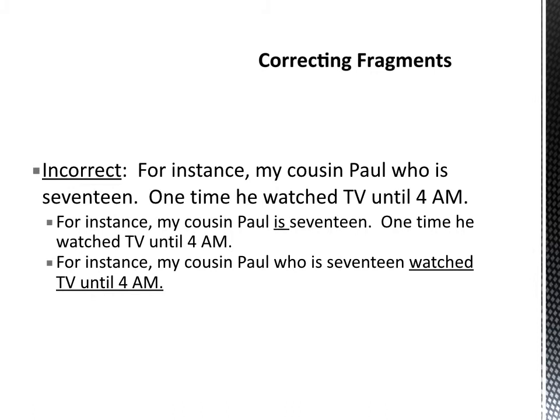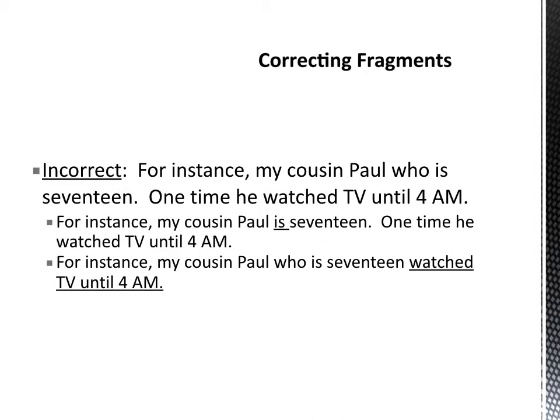Okay. So here I've got an incorrect sentence. For instance, my cousin Paul, who is 17. One time he watched TV until 4 a.m. Well, that first sentence, my cousin Paul, who is 17. Who is 17 is an adjective clause. So that's a dependent clause. It cannot be a sentence on its own. And then my cousin Paul, that's a phrase. It's missing a verb.